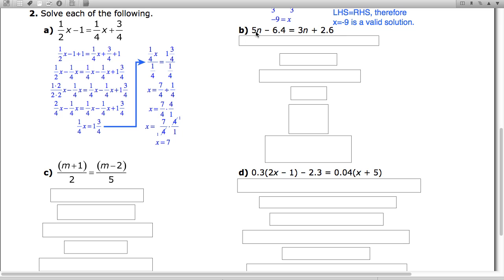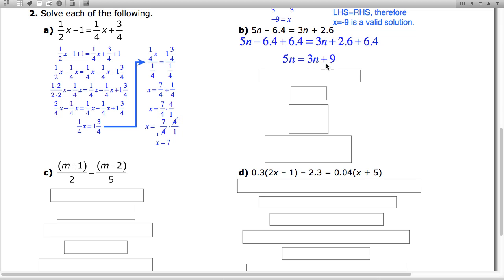The next one, part B, we've got an equation which has some decimals in it, and I could certainly multiply both sides of the equation by 10 to get rid of those decimals. I've chosen, just for this example, to skip step number 1 and deal with the decimals as is. So I'm choosing to move the constant terms to the right hand side first. So removing this constant term from the left, I have to add 6.4, which means I have to add 6.4 to the other side. We end up with 5n equals 3n plus 9.